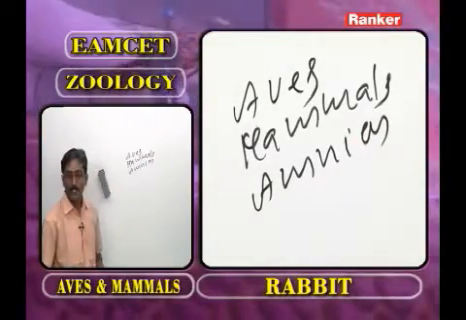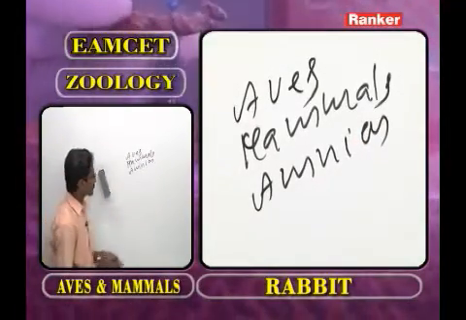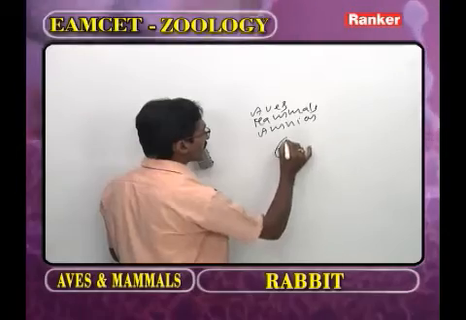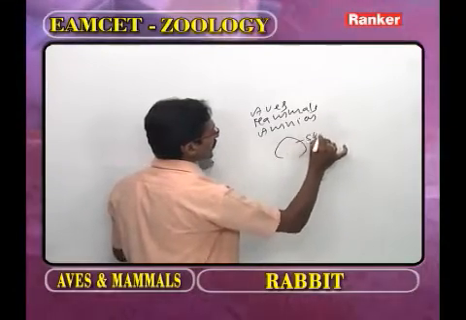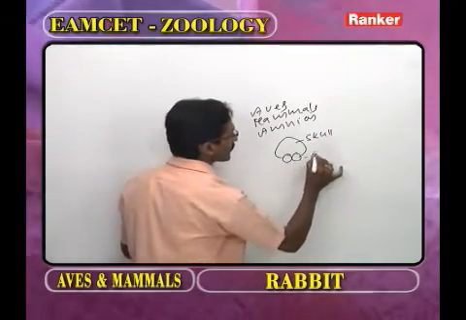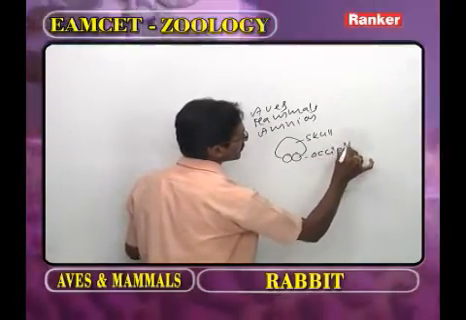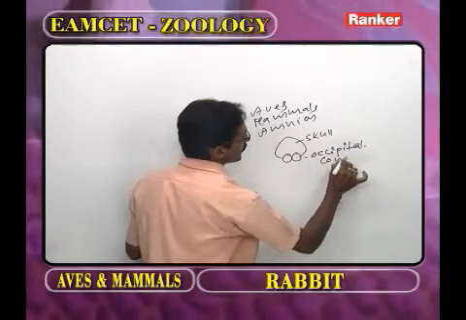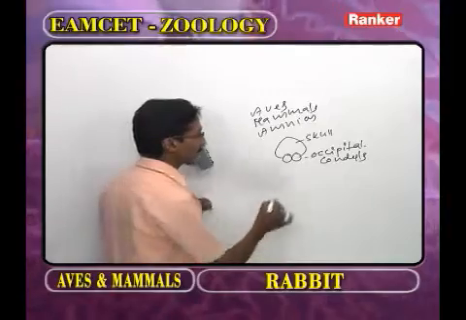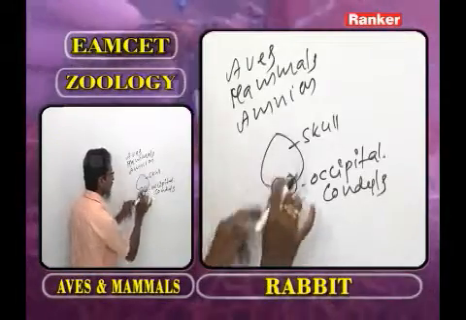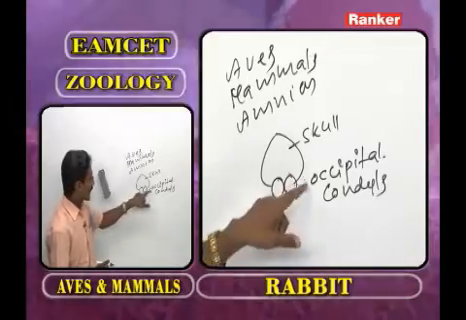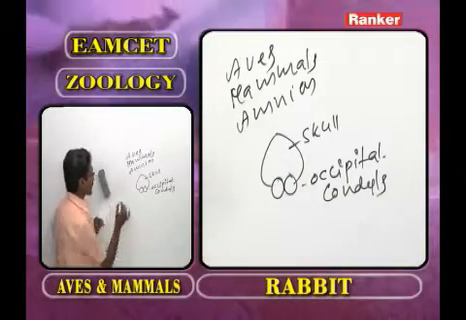What is meant by dicondylic skull? This part we call the skull. At the base of the skull, two occipital condyles are present. If two occipital condyles are present, that is called dicondylic skull. In case of mammals, dicondylic skull is present. But in case of aves, what type of skull? Only one occipital condyle, that is monocondylic skull.